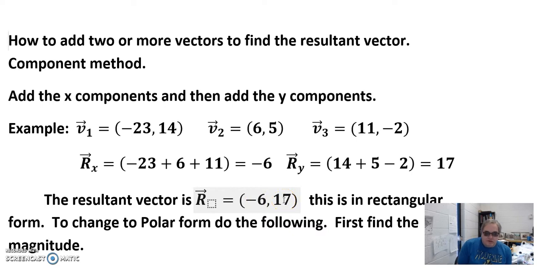And that's the coordinates of a point. That's a point at the end of the vector where the vector is pointing. However you want to think about it. But to add 3 vectors, if they're in rectangular form, you add the x's, you add the y's.